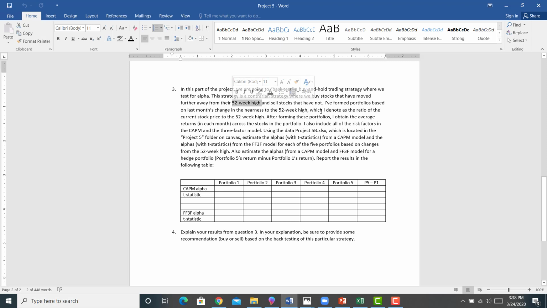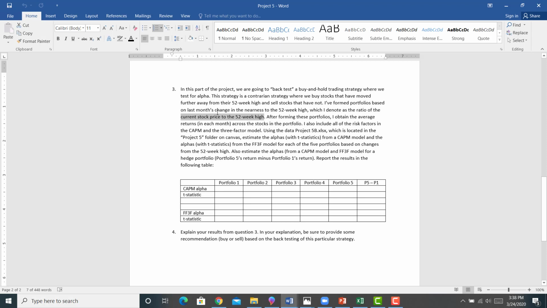And what I've done is I've calculated the ratio of the current price during a particular month for a particular stock relative to its 52-week high. I called this variable the nearness to the 52-week high. As the stock price approaches its 52-week high, this variable gets close to 1. As the stock price is lower or further away from its 52-week high, it's closer to 0. So this gives us a continuous measure of the nearness to the 52-week high.